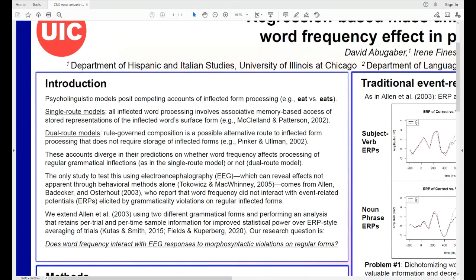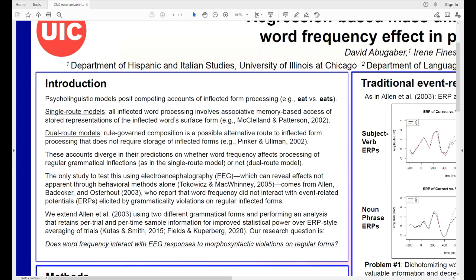So, psycholinguistic models have competing accounts for how we process morphosyntactic inflections, like for instance the difference between eat versus eats. Single root models say that associative memory-based storage of surface forms is the sole mechanism for inflected form processing. By contrast, dual root models say that rule-governed composition is another possible mechanism, such that you don't need to access a stored representation of the word surface form to process the inflection.